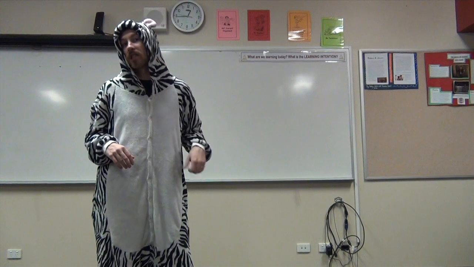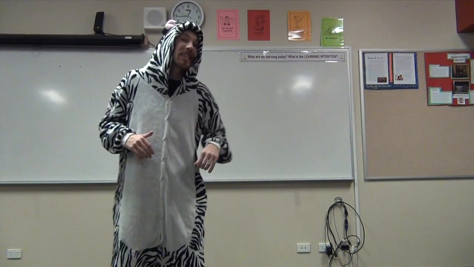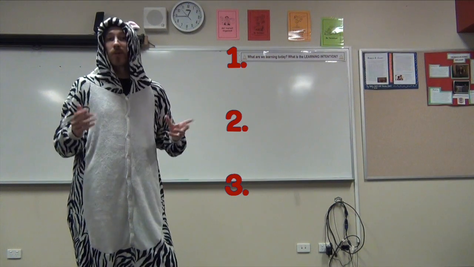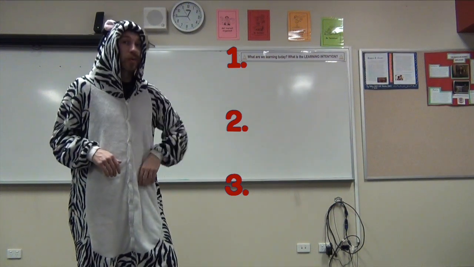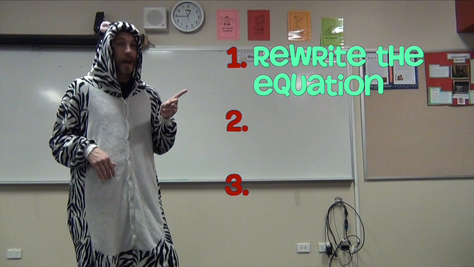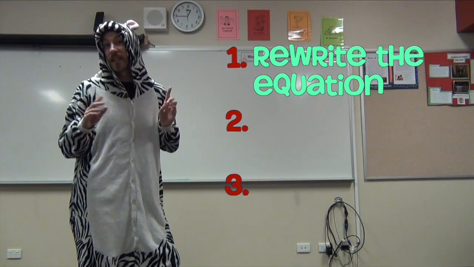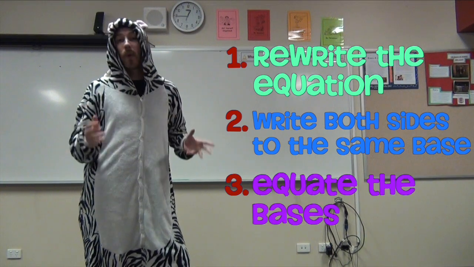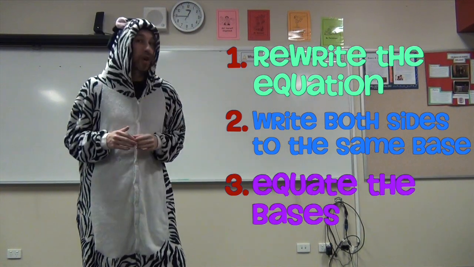Alright guys, so thank you very much for tuning into today's lesson, which was all about solving indicial equations. Now hopefully you realise it's as simple as 1, 2, 3. That's right, the very first step we need to go through and do is rewrite the equation. Then we write both sides of the equal sign to the same base. And then in the last step what we need to do is go through and equate the bases, making sure we solve for x that way.